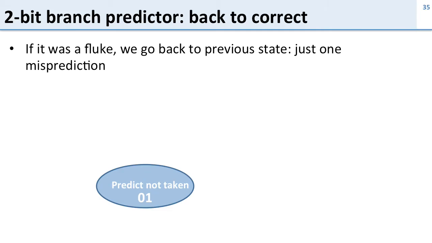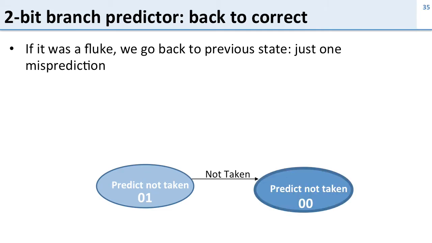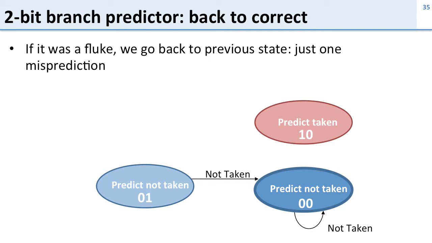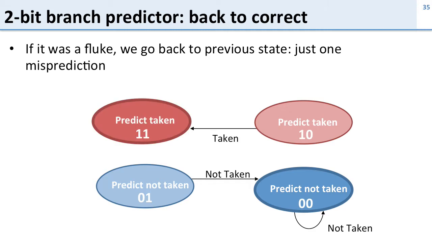And that's what's going to happen. So if we're in weak predicted not taken, and we see not taken again, we go back to predicted taken, and it was just one branch that was done wrong, but our prediction was still generally right. And the same thing is true if we're predicting taken in the weak state. We're going to go back to the strong predicted taken state.